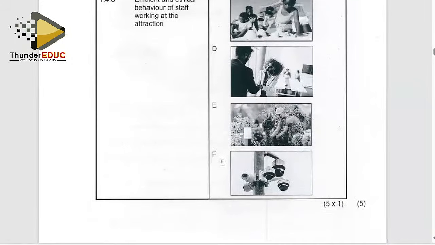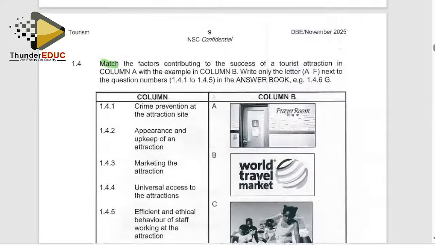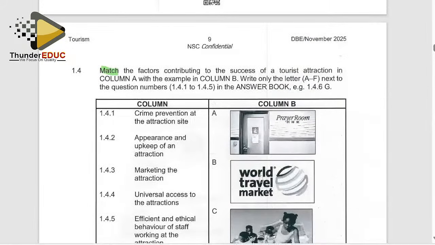Why are we choosing the letter F? Look at the letter F. These are security cameras, or you can refer to them as closed circuit television. They are responsible for monitoring people or criminal behavior. So for 1.4.1, we are going with the letter F. That is CCTV to monitor and carry out surveillance of criminals or to make sure that the tourists are safe.